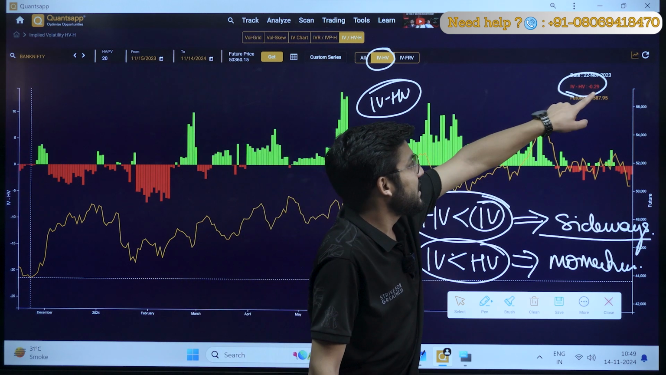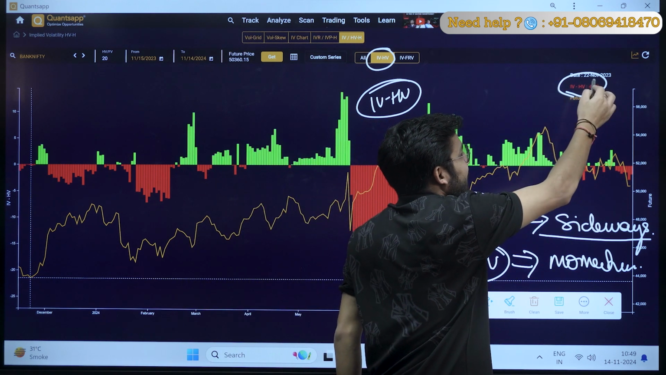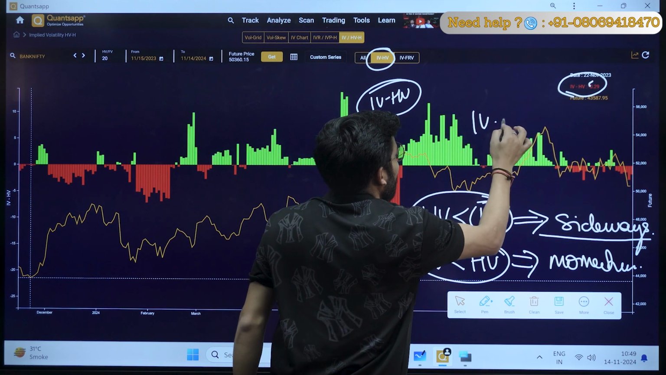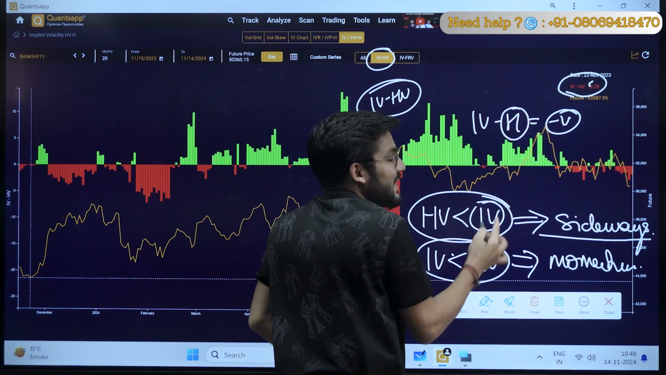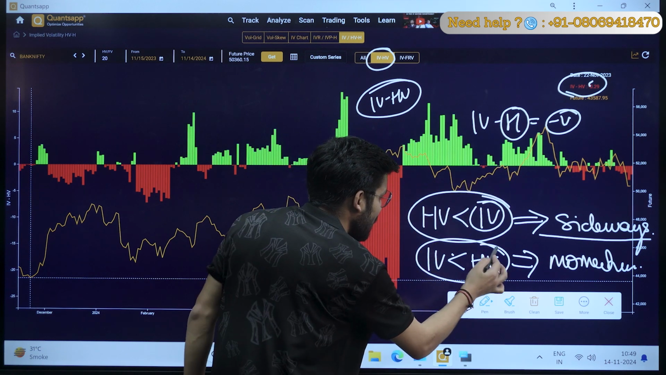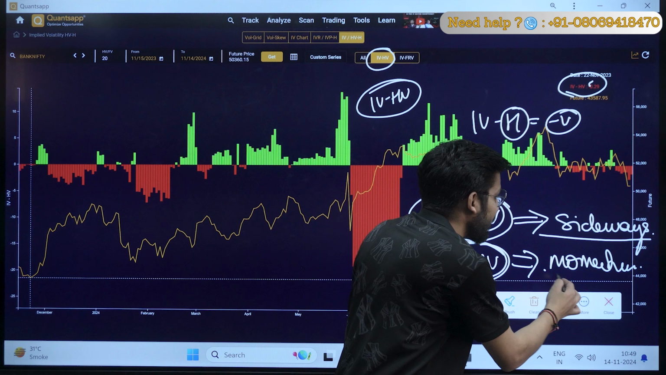Okay, and whenever this value is negative, it means the IV minus HV is showing me a negative value. It means the historical volatility is greater than the IV. That is the concept we got here. So this means the market will be in momentum.